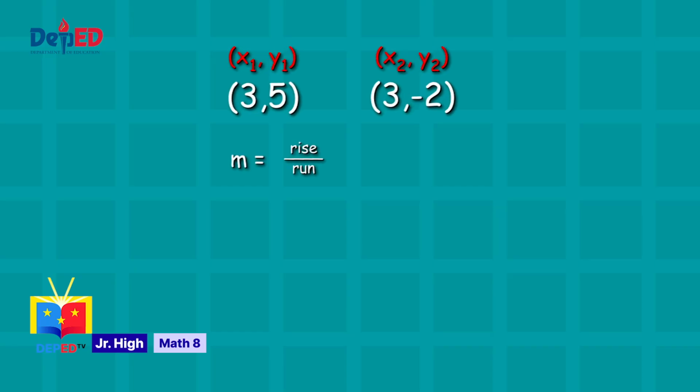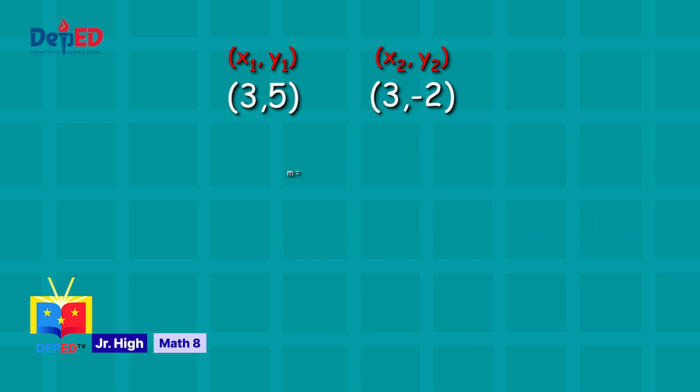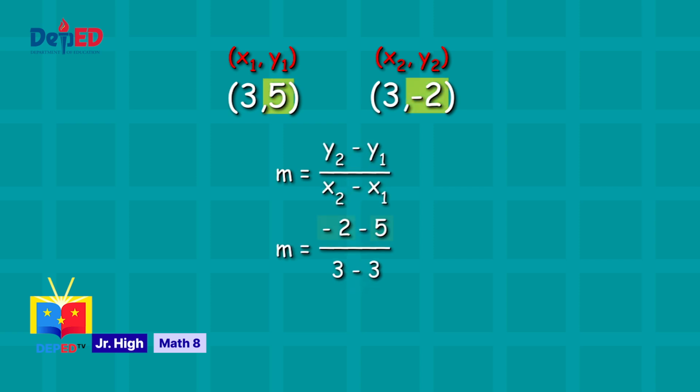So the slope can be represented by m is equal to y sub 2 minus y sub 1 all over x sub 2 minus x sub 1, or y sub 1 minus y sub 2 all over x sub 1 minus x sub 2. So substituting the values in the equation, m is equal to negative 2 minus 5 all over 3 minus 3. Can you simplify the expression?